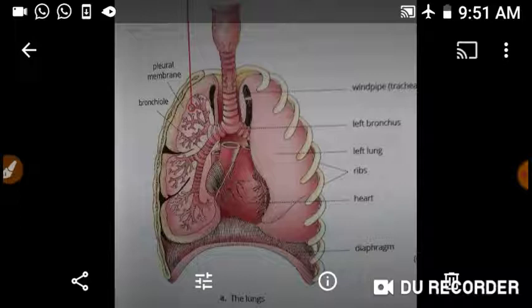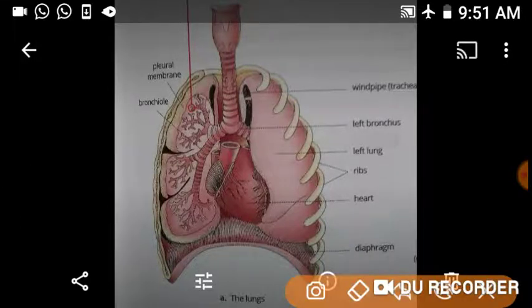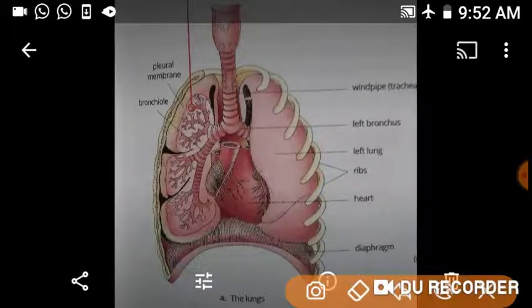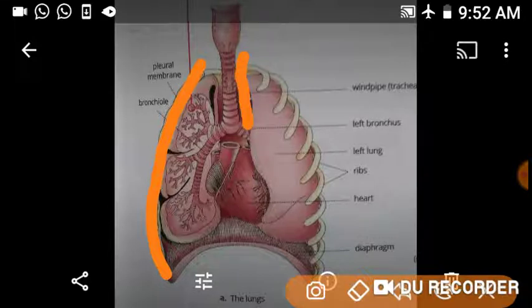Let me show you with the help of paintbrush. This is pleural membrane. Two membranes are there. Then this is trachea. You can see this is trachea. It has incomplete C-shaped cartilaginous rings.